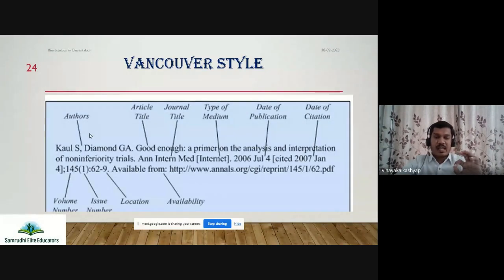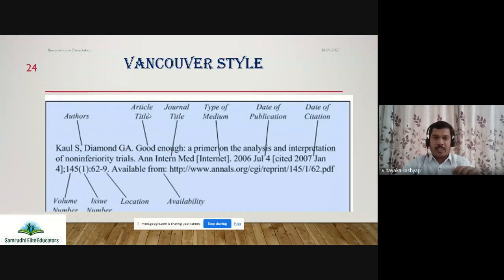But if there are fewer than 6 authors, then you are supposed to write each and every name of the author. For example, if the name of the author is Vinayak H. Kashyap, then you are supposed to write Kashyap VH. That is how it is written. Usually the second part of the name will come first, and then the first or middle name, whatever it is, will be an initial. So here you are supposed to write the author name.